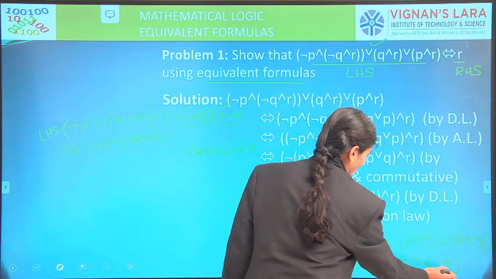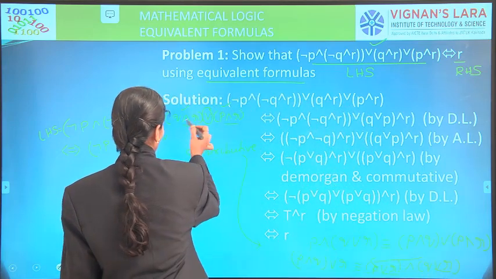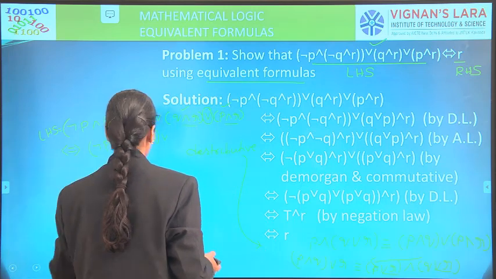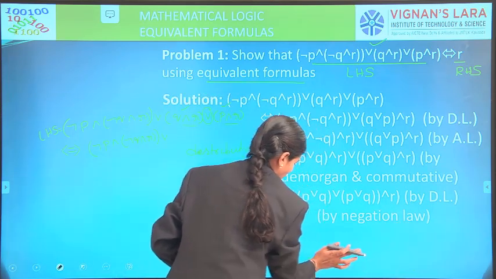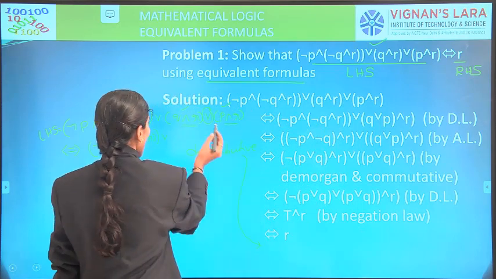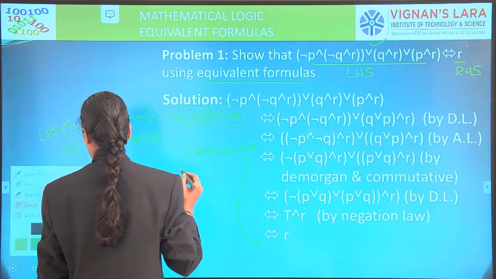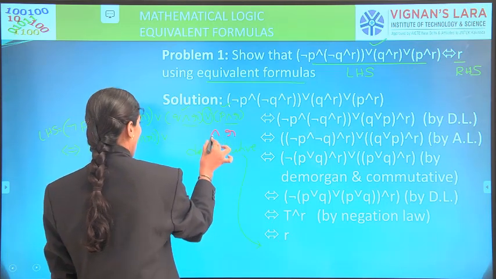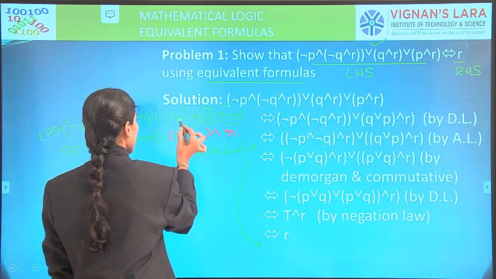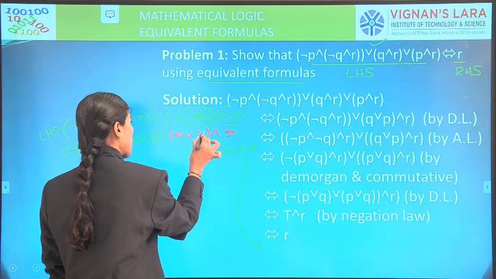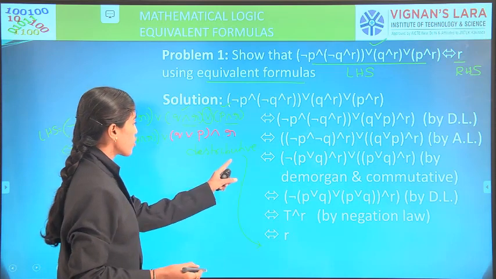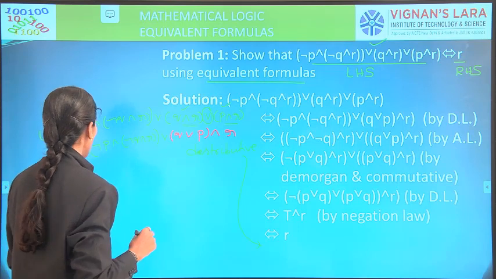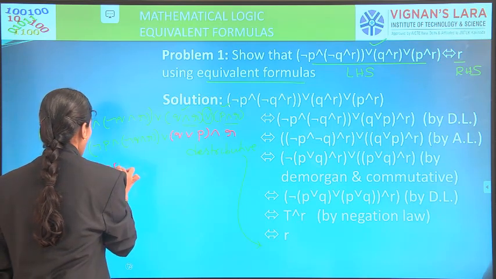And R is common here. Otherwise here AND is common. Distributive law: AND is common, written outside. So what are the remaining things? P, Q, R. We call this a distributive law. Now, again we write the first term as it is.